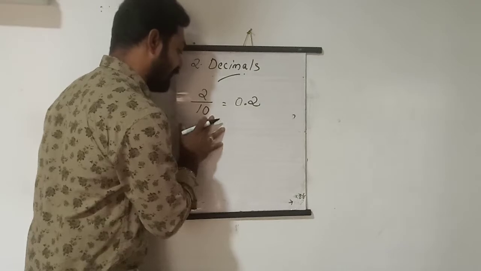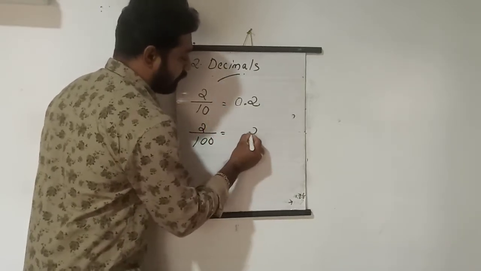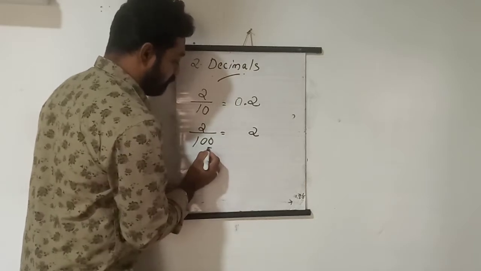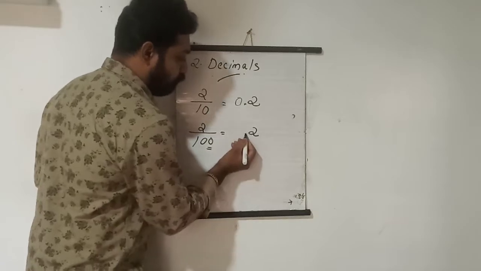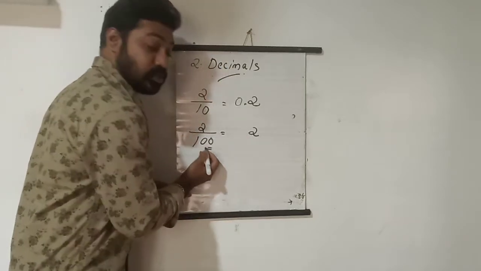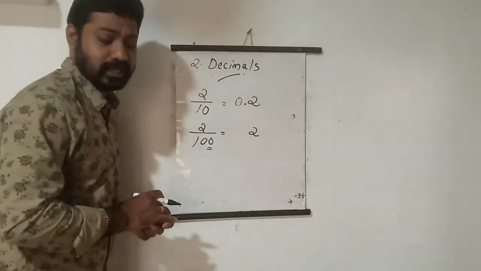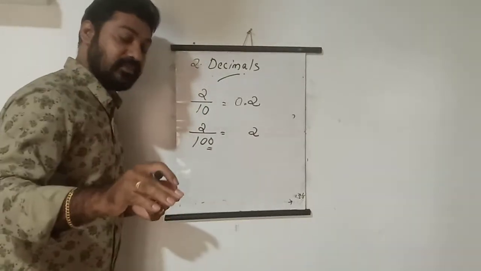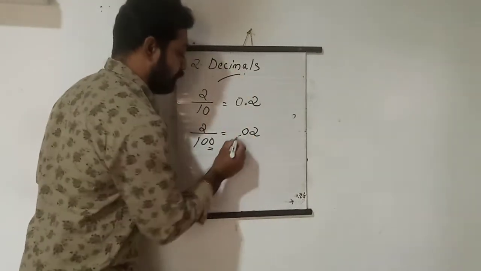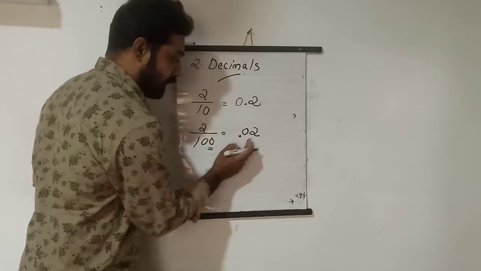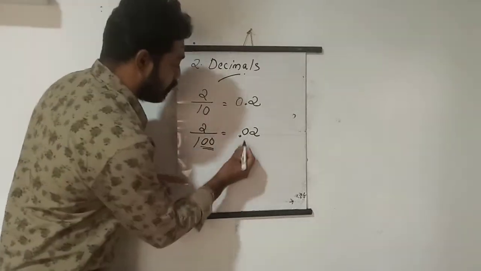Same number, now for 100: 2 by 100. Write the number 2. One zero means we put a point here, but we have one more extra zero. There are 2 zeros in the denominator. In that case, you have to put a 0 and put a point from the right end. From the right end, we have to count 2 places. There is no other number there.